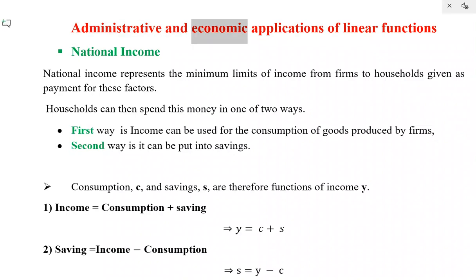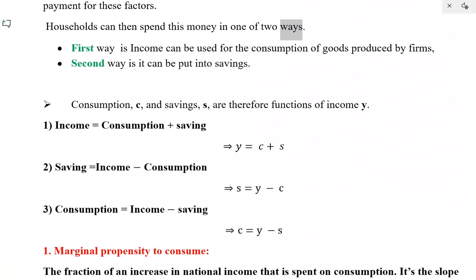Administrative and economic applications of linear functions. National income. National income represents the minimum limits of income from firms to households given as payment for these factors. Households can then spend this money in one of two ways.